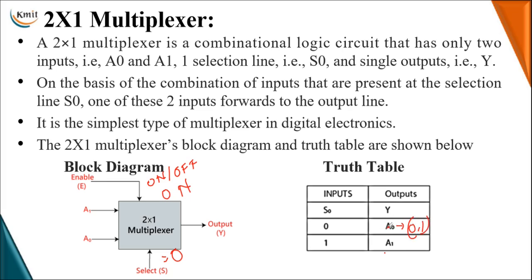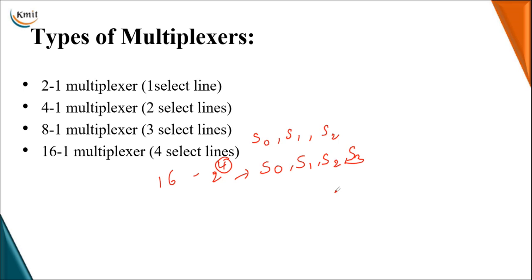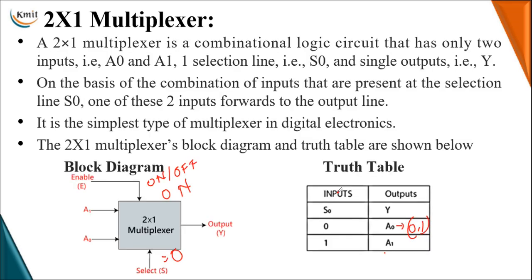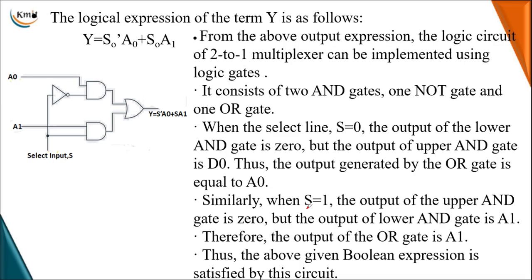So hence we mention it generally as A naught here. If S0 is 0, the first input is transferred to the output. If S0 is 1, the second input is transferred to the output. And now we will draw the block diagram. The block diagram is over here, and with the truth table, we are going to draw the logical diagram of the 2:1 multiplexer.